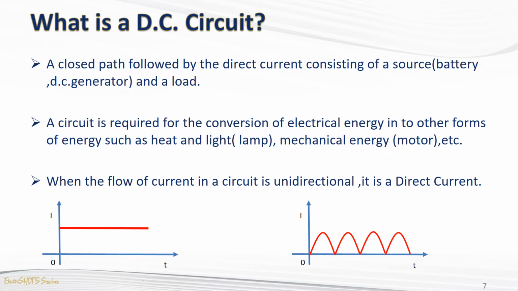So when the flow of current in a circuit is unidirectional, then it is a direct current. Two graphical representations, two different types of direct current, have been shown here. It is a current versus time relationship. So in the first case you see that the magnitude of current is stable over a period of time and it is unidirectional, of course. The second type is also unidirectional current, only that the magnitude is varying with respect to time.